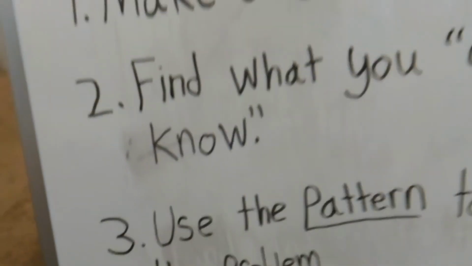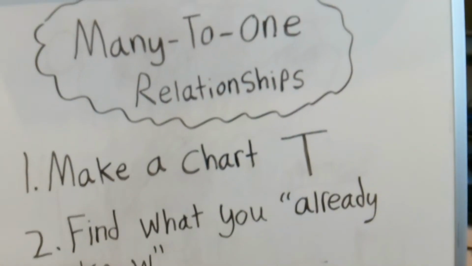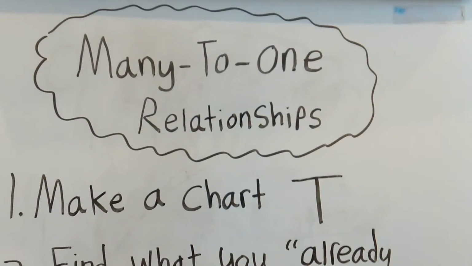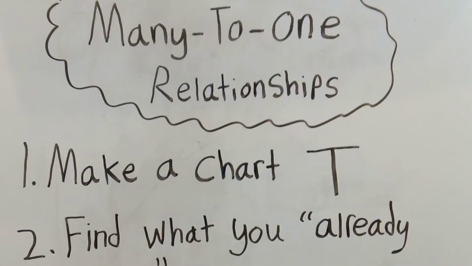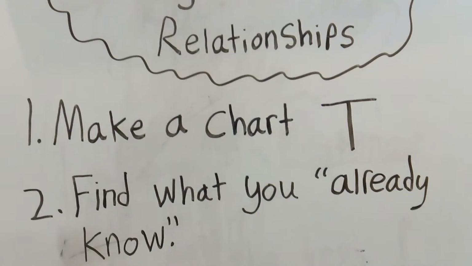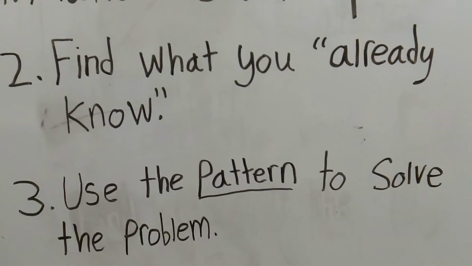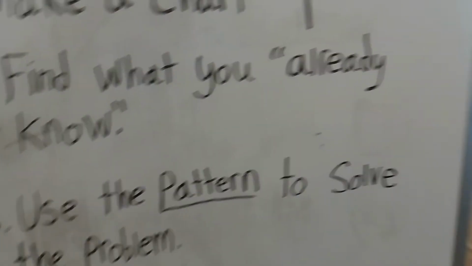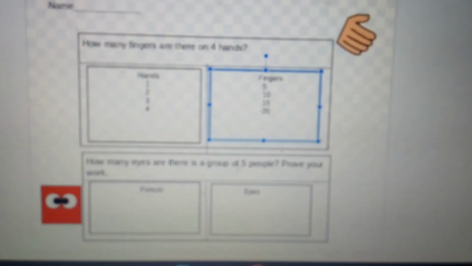Now, here is your task, and it's a little more challenging. Your task is you're going to complete our 3 steps of many-to-one relationships by making a chart, or in our case, filling in the chart, finding what you already know about the problem, and then you're going to use the pattern to solve the problem. And how you're going to do this is you and your family are going to complete the how many eyes are there in a group of 5 people problem right below.